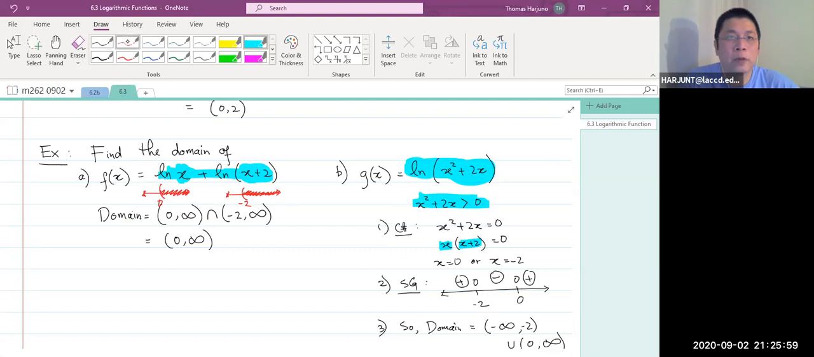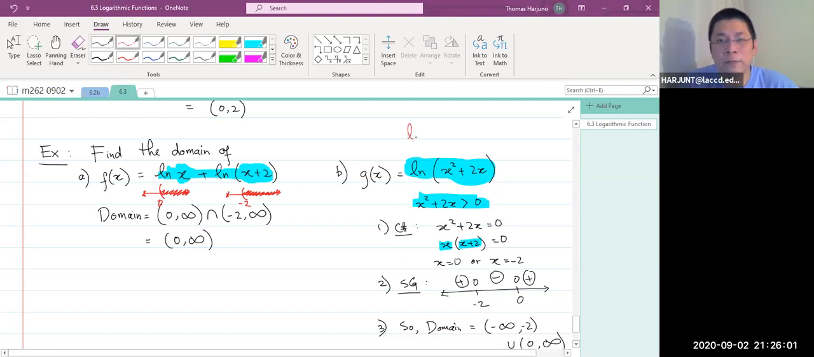So for example, if you choose x equals to negative 5, right? So this is negative 5 squared plus 2 times negative 5. That will be natural log of 25 minus 10. That's natural log of 15. Then it works, right? Then negative 5 is in the domain. However, it doesn't work here. Natural log of negative 5 is undefined. Natural log of negative 7 is undefined. I'm sorry, negative 3 is undefined.